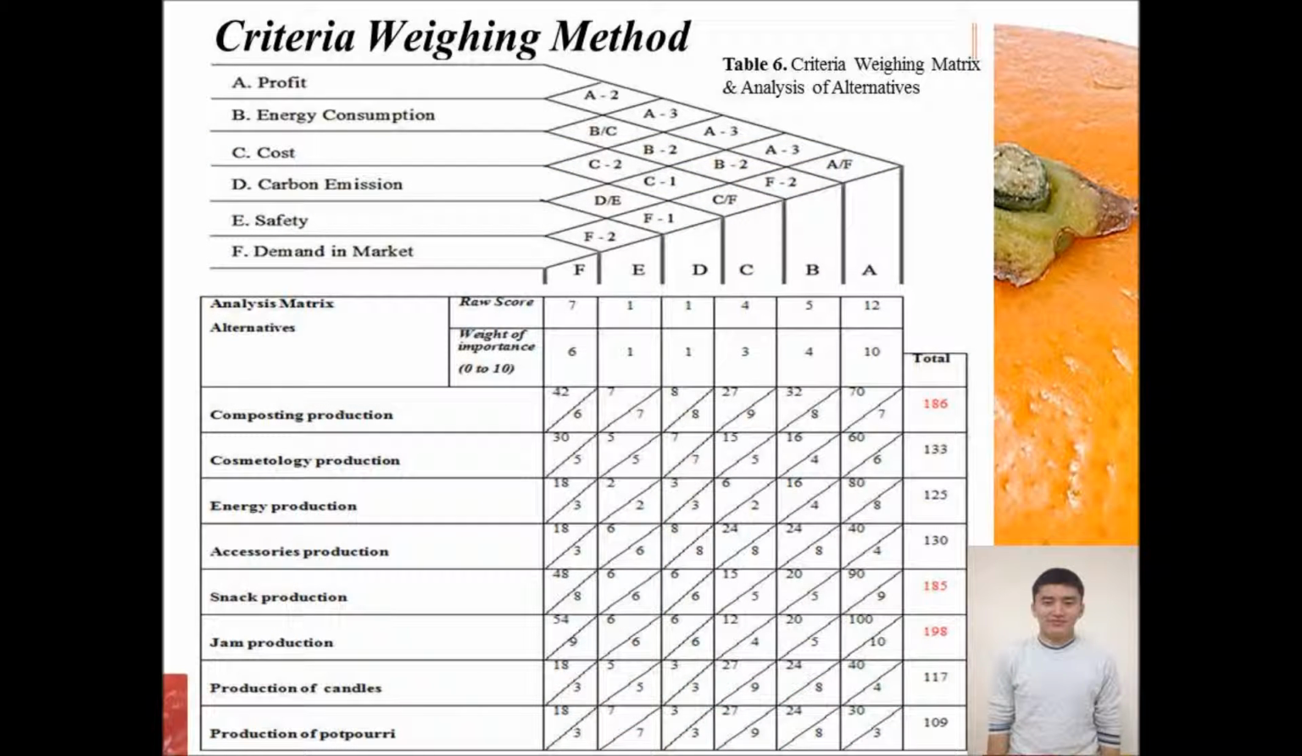The criteria weighting method analyzes and clarifies the distribution of points between the alternatives. The profit to the company's economy, energy consumption, cost, satisfaction of safety rules, and demand in market are chosen as criteria for evaluation. Row scoring is the sum of level preferences. According to the table, the biggest scores calculated were for composting, snack, and jam production. These alternatives were chosen for further analysis.